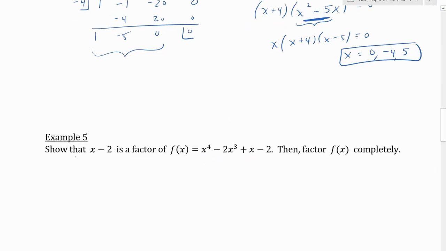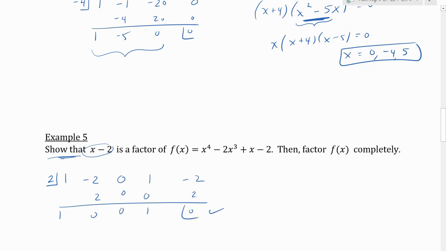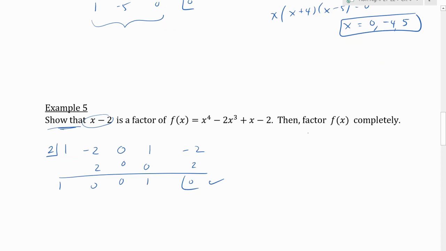So this one, show that x minus 2 is a factor, which means show that when you divide x minus 2 into x to the 4th minus 2x cubed plus x minus 2, you get a remainder of 0. So x to the 4th, x cubed. There is no x squared. X, constant. Yep, it's a factor. And it says now factor this function completely.